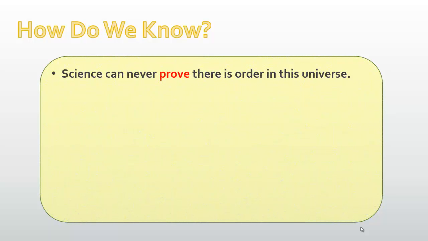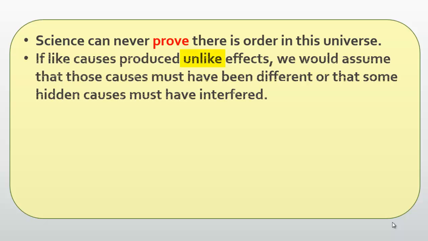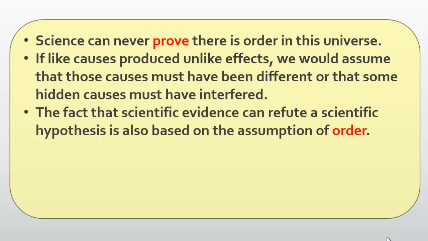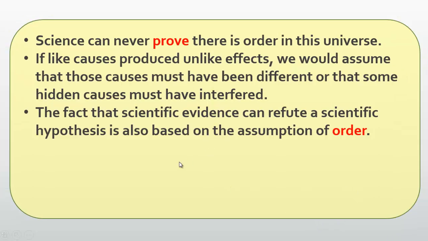So the question is, how do we know that there is order and regularity? Did science tell us that? Science can never prove there is order in this universe. If like causes produced unlike effects, we would assume that those causes must have been different or there must have been hidden causes. And think of this, scientific evidence can be refuted. It can also refute a scientific hypothesis.